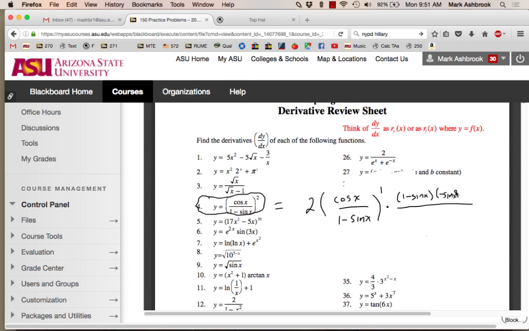minus high d low over low squared. So low d high minus high d low over low squared. Did I get the quotient rule right?